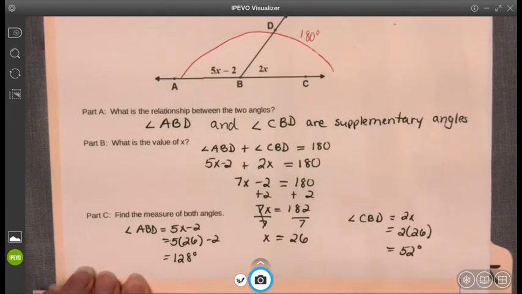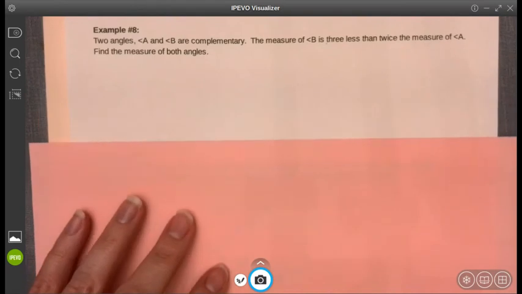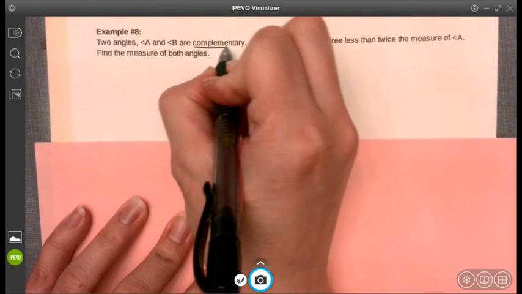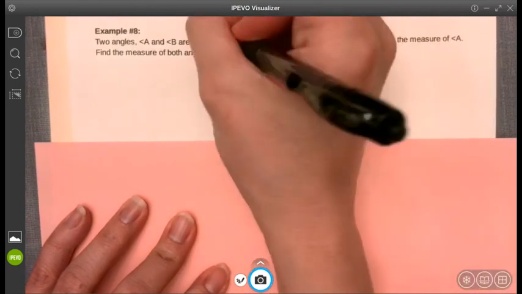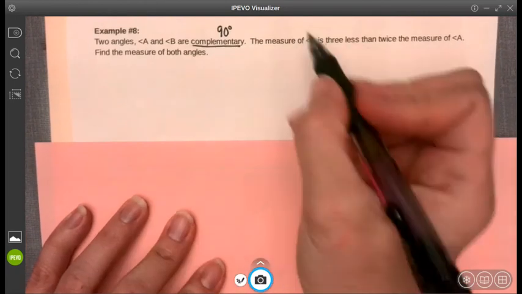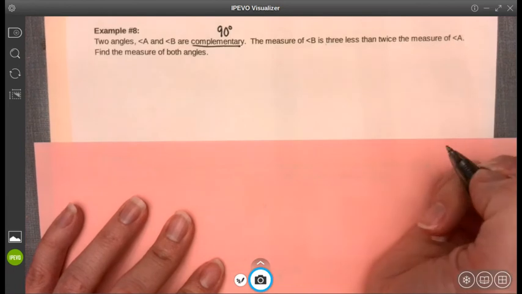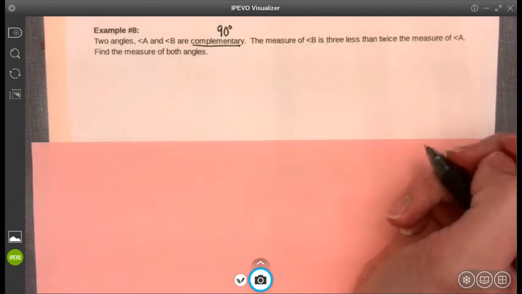All right. And moving on to example number 8. This says that two angles, angle A and B, are complementary. So again, right off the bat, I'm going back to the vocabulary. Complementary means 90. And then I've just stopped at that first sentence. The measure of angle B is 3 less than twice the measure of angle A. Find the measure of both angles.